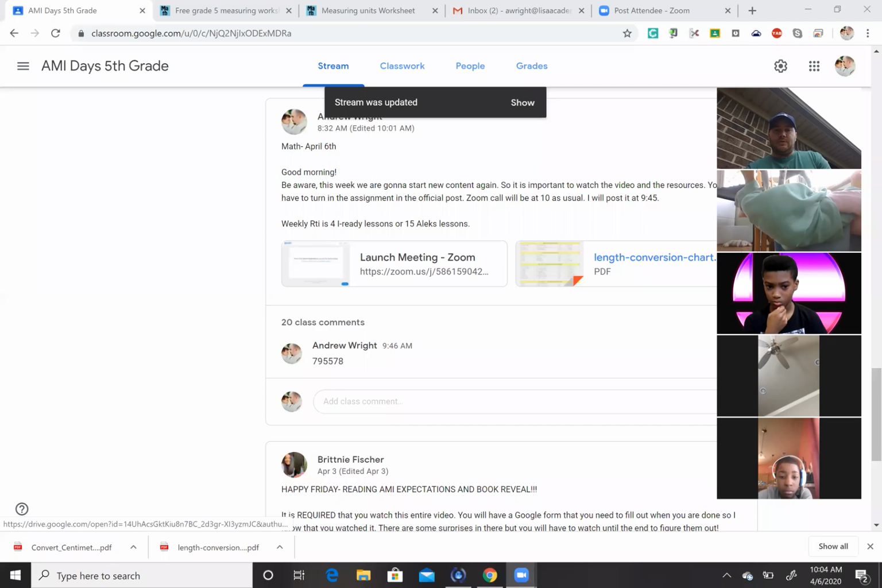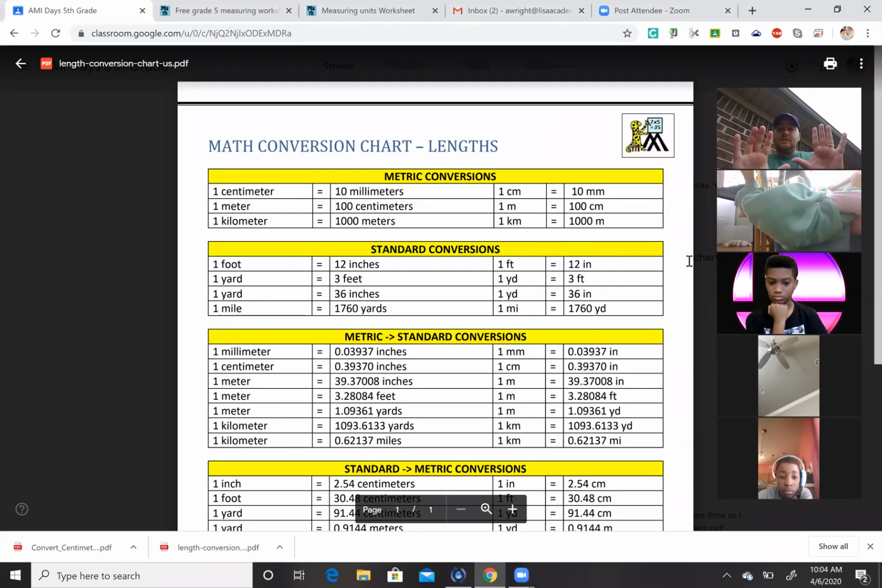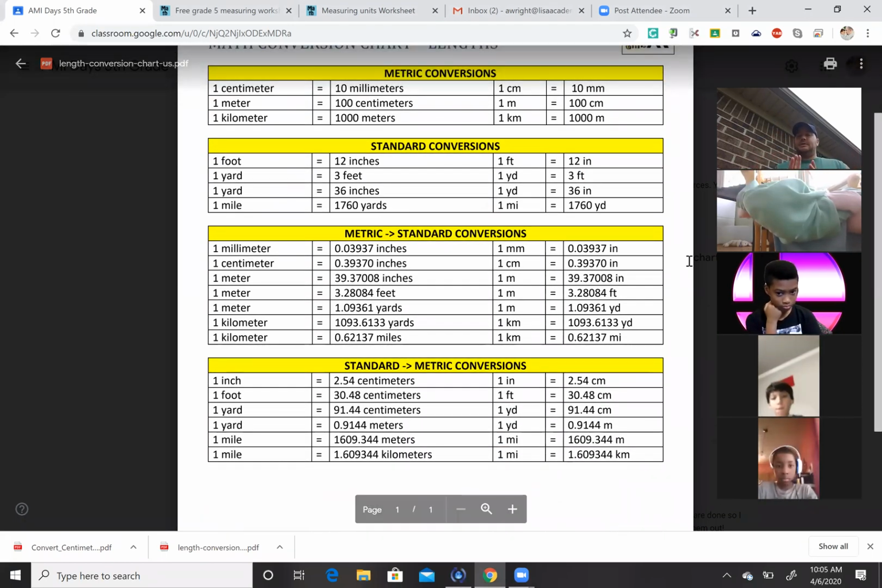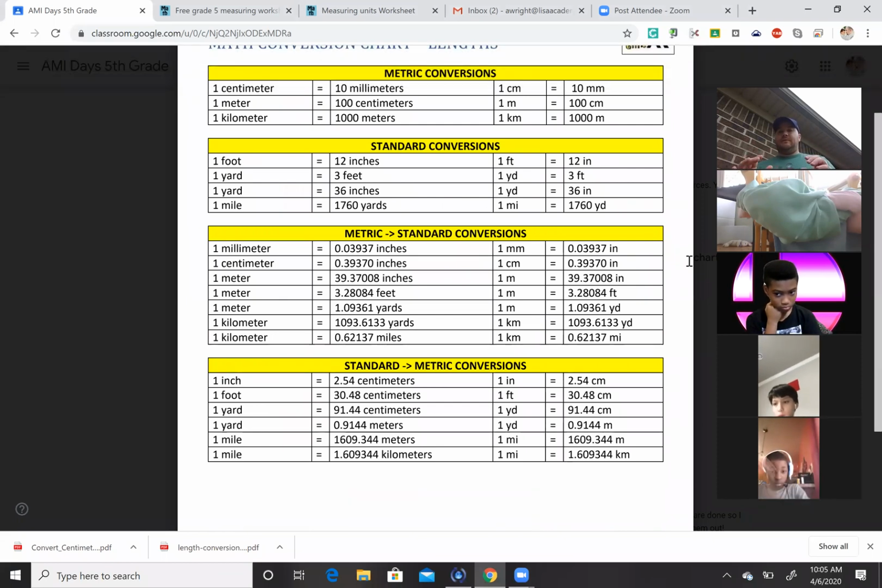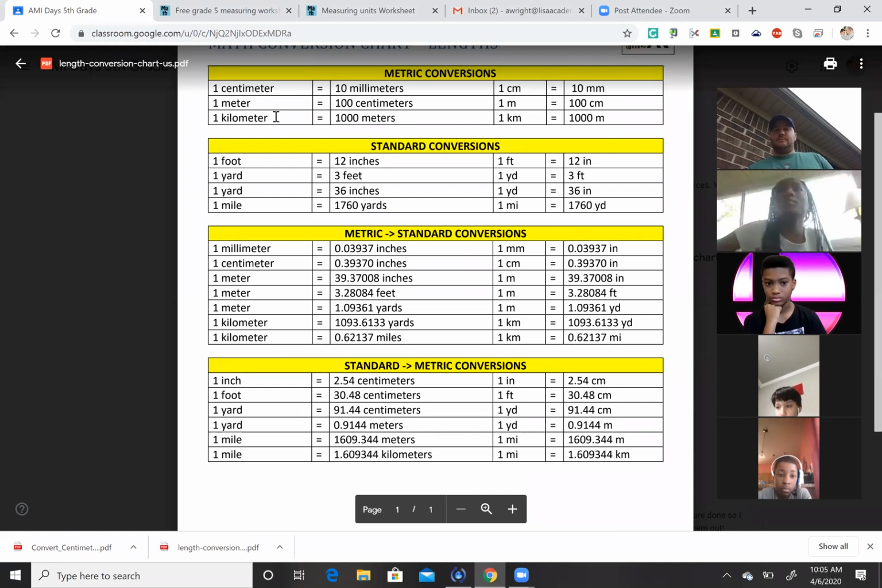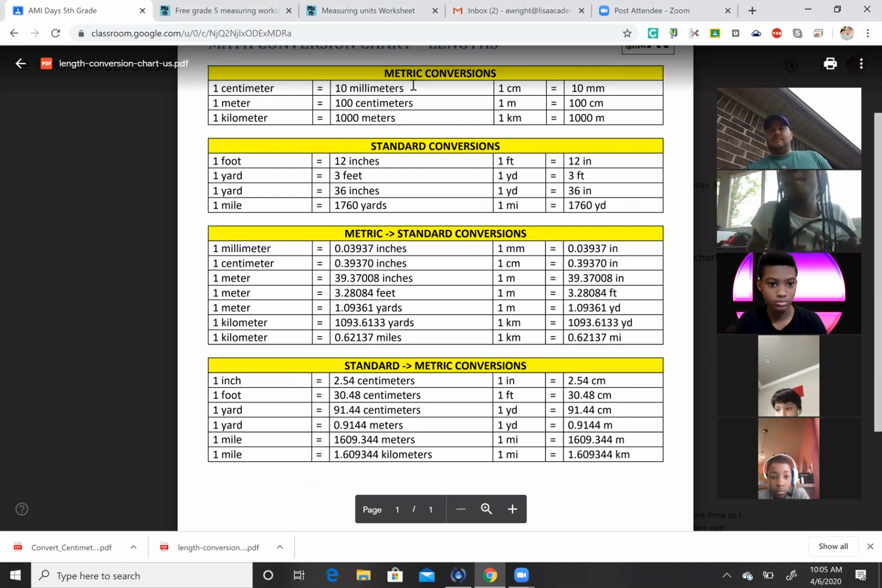What I'm going to do right now is share my screen. And what we're going to do, boom, we're going to go right here. All of you have access to this. This right here can very easily become a very big friend to you. As you see right here, it's centimeter, meter, and kilometer. Those are the big ones. You will also see millimeter, centimeter, and meters over here as well.